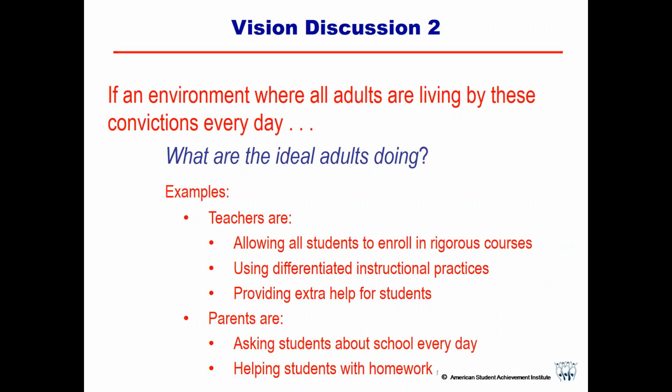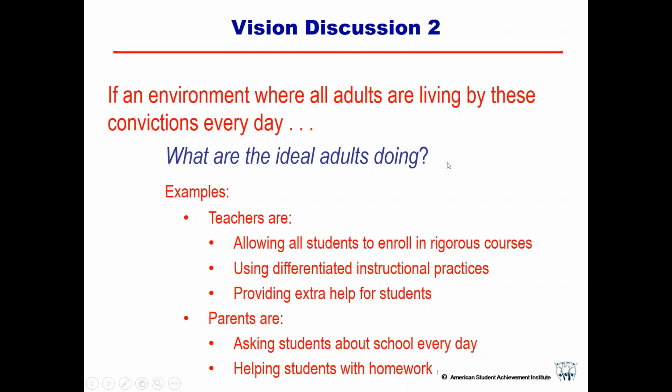So in other words, if we believe that all kids deserve a rigorous curriculum, if we believe that all kids deserve a second chance, if we believe that all kids deserve to be taught in the way that they learn best, then as ideal adults, what are we doing? So in this exercise, you're describing the ideal adults. And I tell you what, we have 8 minutes left, so let's go ahead and just take a couple on this one.